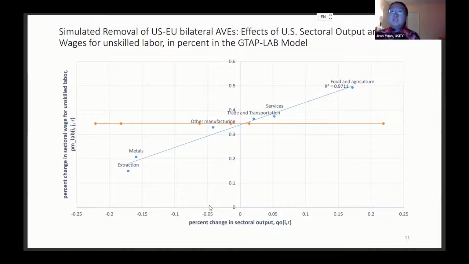Compared to the result in the GTAP labor model, in the standard GTAP model we see a completely flat line. That is, the bilateral trade liberalization would result in different increases in sectoral output because of the intensity of the tariff liberalization, but the increase in the sectoral wages is the same. It's 0.34, as I've just explained.